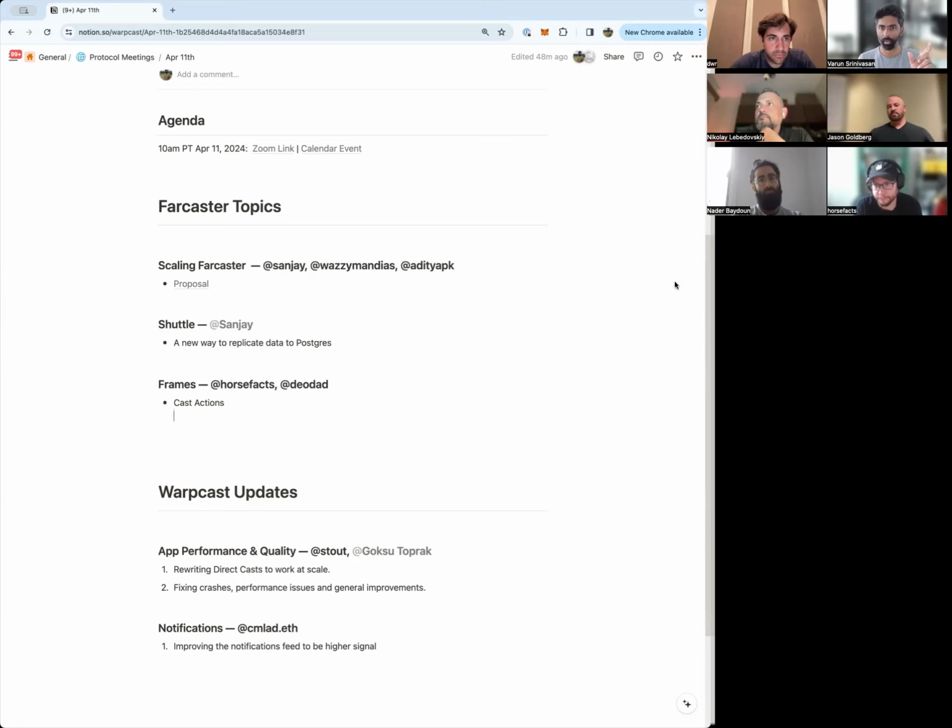Jason, I know you asked for reply frames. Would this ephemeral frame structure solve what you're looking for? Not exactly. We imagine it as being able to essentially summon a frame that everyone interacting with that cast could interact with. Gotcha. I still think there are use cases for that, and in that case I think you could use a bot that replies with a frame to that cast. Cool.